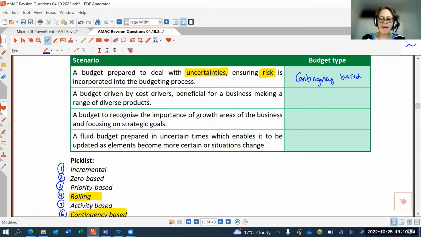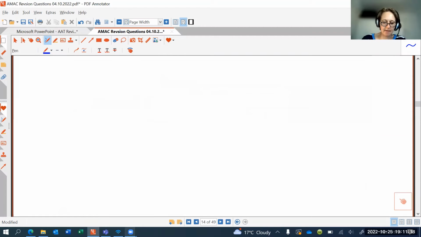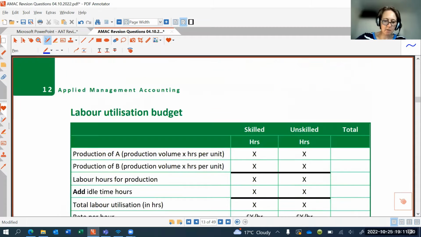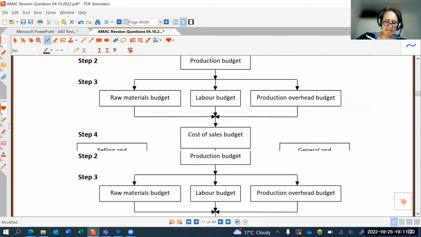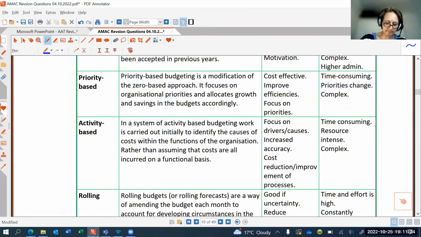Again, I could select that, or I could say that's it. I think it's either this or this, and then I could perhaps confirm when I'd looked at the other three. So the fact we're dealing with uncertainties, the fact that we're trying to incorporate risk, that word risk there particularly leads me towards a contingency-based budgeting approach. And a contingency-based approach, again, if you need to do a bit of revision, we do have a full definition of each of these here.